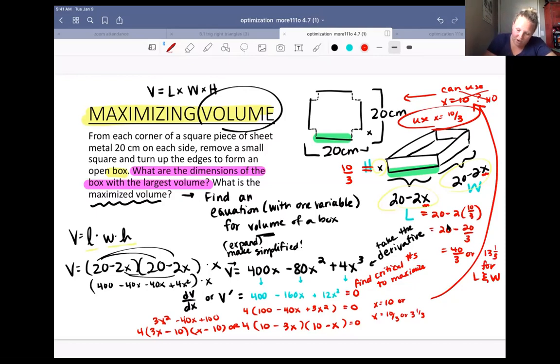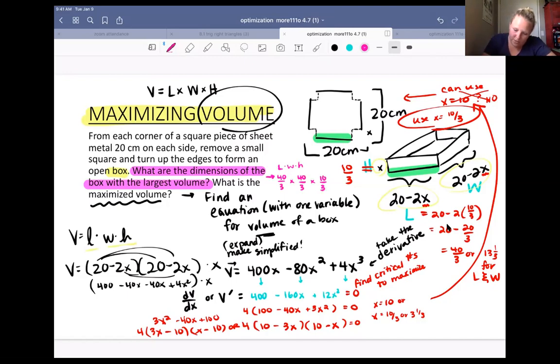The dimensions are, let's see if I can get something that matches this. The length and the width and the height are, and for me, it doesn't really matter the order. You'll just have to watch what the question in Sapling is asking for. It is 40 over 3 by 40 over 3 by 10 over 3 as far as the dimensions are. The length is 40 thirds, the width is 40 thirds, the height, the cutout, is 10 thirds.